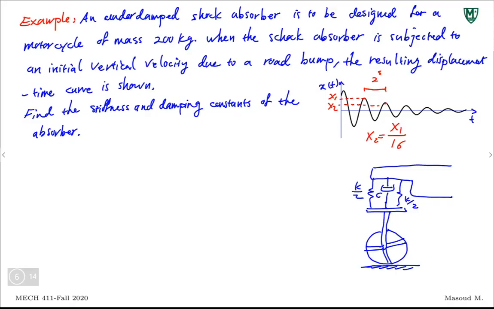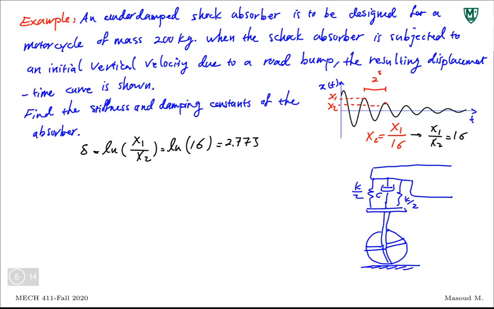So I start from delta. I have two successive peaks. Delta would be ln of x1 over x2. Well, x1 over x2, I'm given, right? That would be 16. I don't have x1 and x2 values, but I know the ratio. So this becomes 2.773.